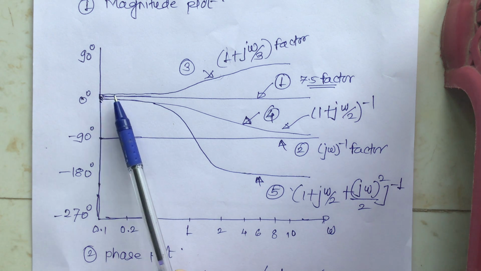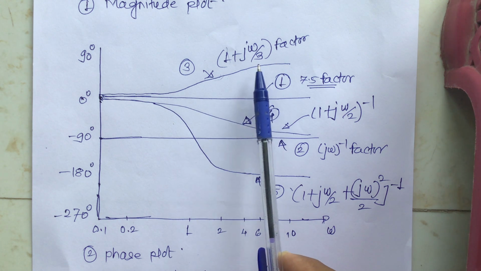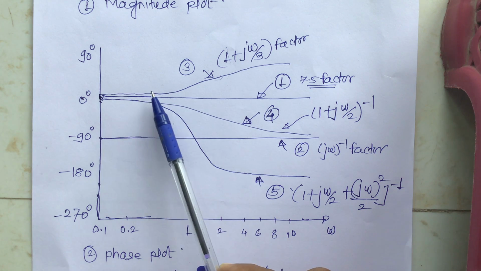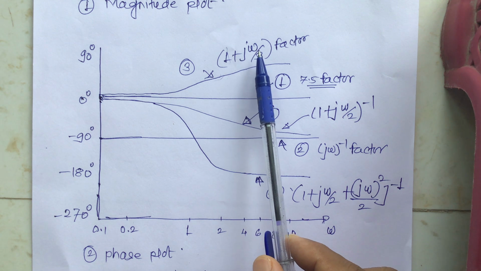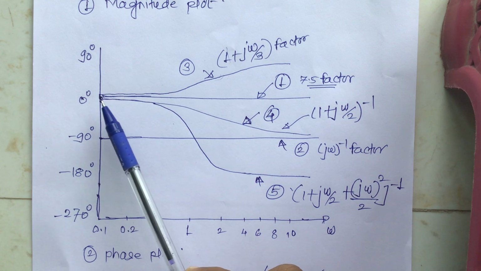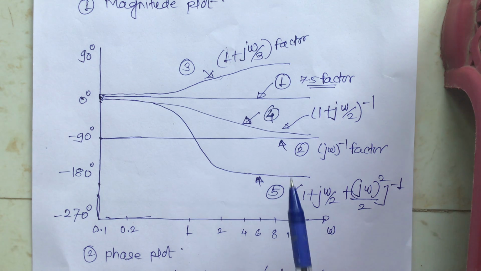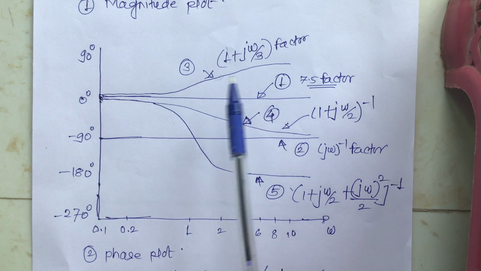The third factor is this. So this will be the phase angle curve for the third factor. The phase angle is tan inverse of omega by 3. This is the phase angle for the third factor.